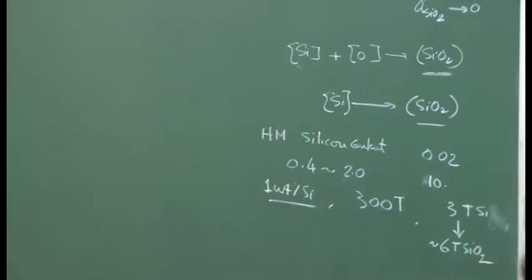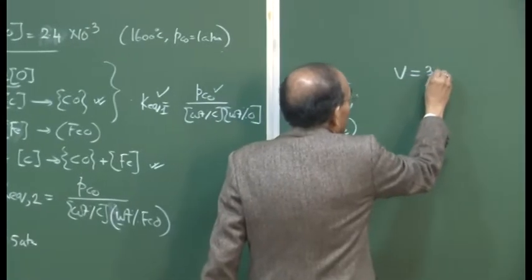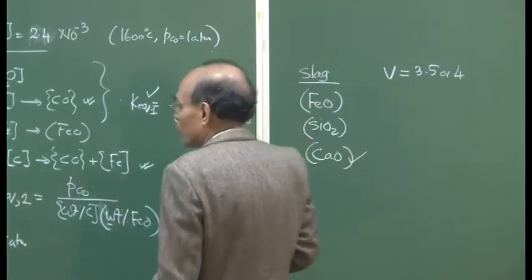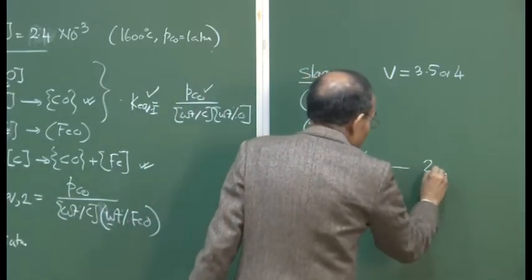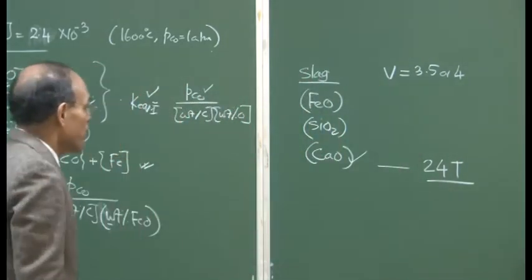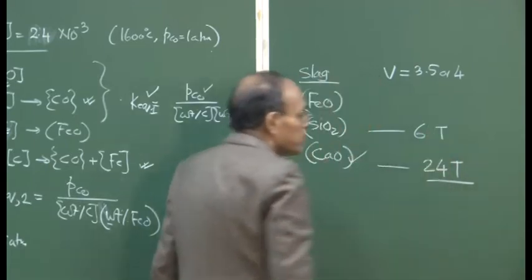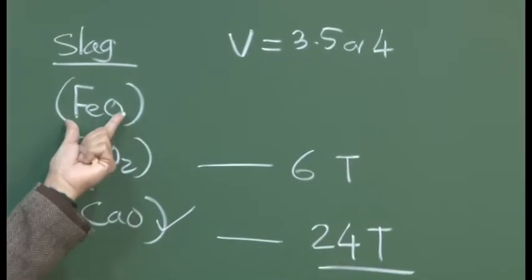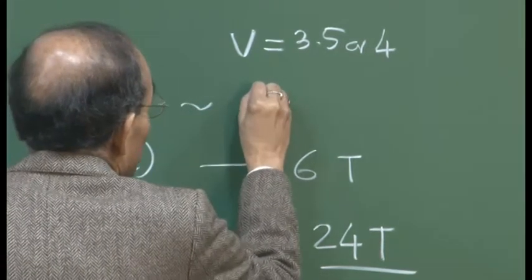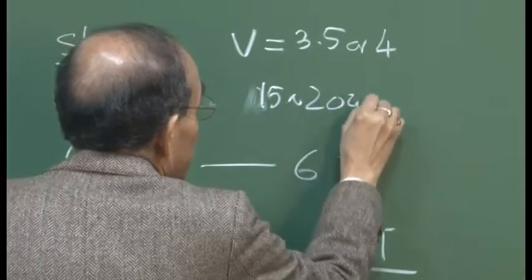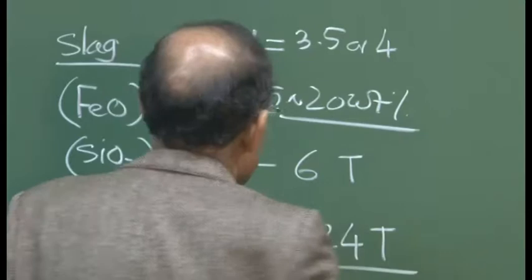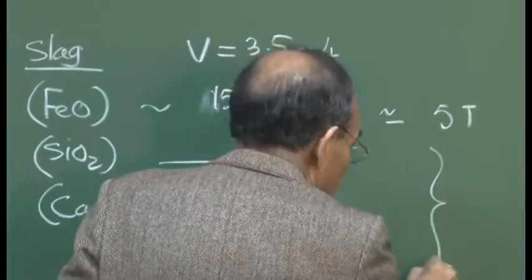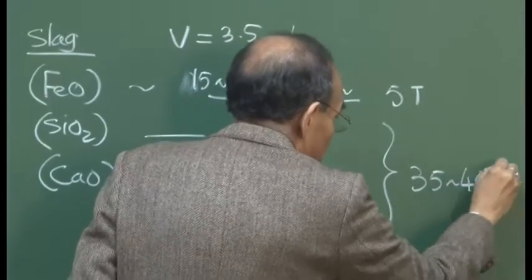If you think of a basicity V ratio, which is something like 3.5, or let us say for the time being 4, then if you use a basicity equal to 4, you will have 24 ton lime just to maintain that basicity, and silica is going to be 6 ton. So, 30 ton of slag you have already generated. And the FeO could go to around 15 to 20 weight percent in the slag, so I would say another 5 tons or something like that. These combined together could be about 35, 40 tons of slag generated in the system.